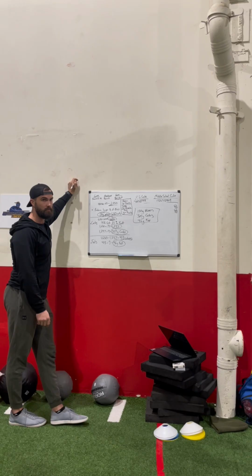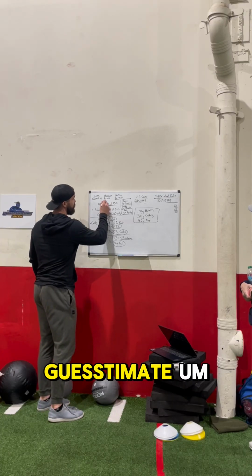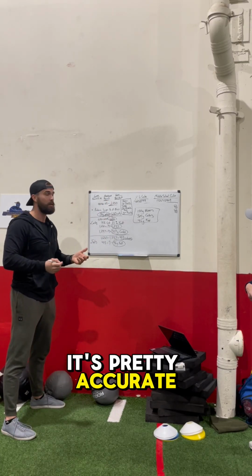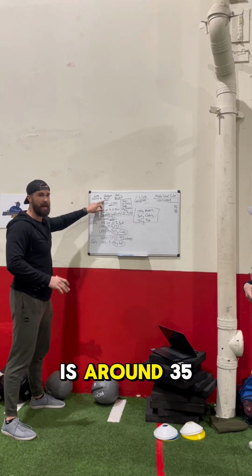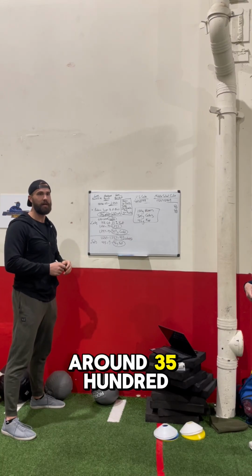And for these goals, does it take into account your activity level, how many calories you're burning? For sure, absolutely. And that's why this is just kind of a guesstimate. And I actually have found it's pretty accurate. So my body weight times 15 is around 3,500 calories. And I find my watch tells me I burned around 3,500 calories a day.